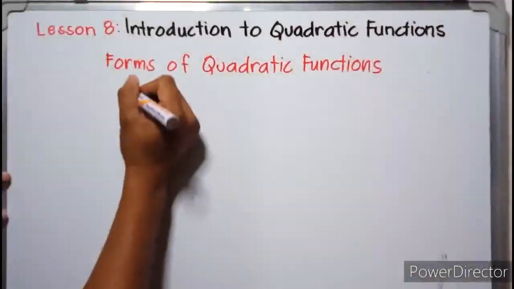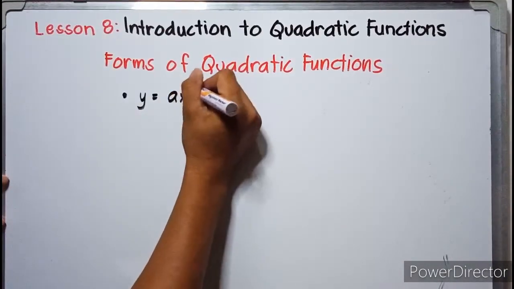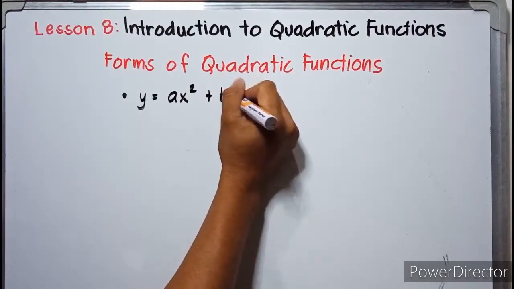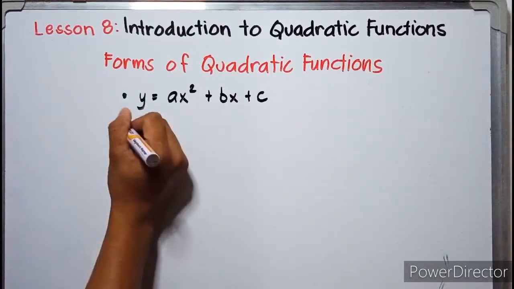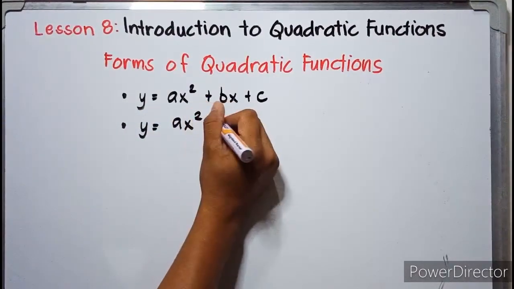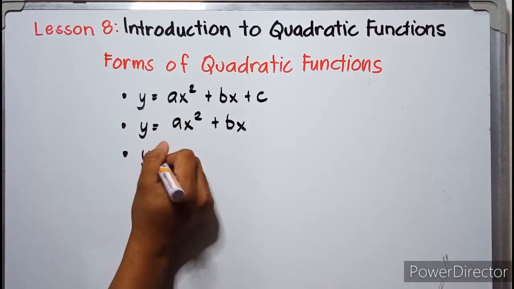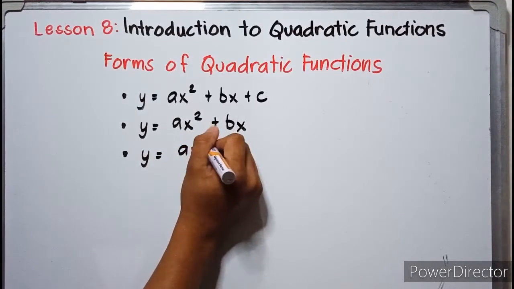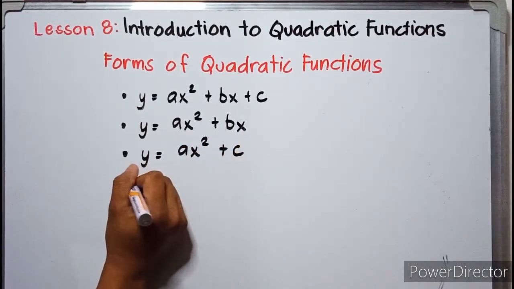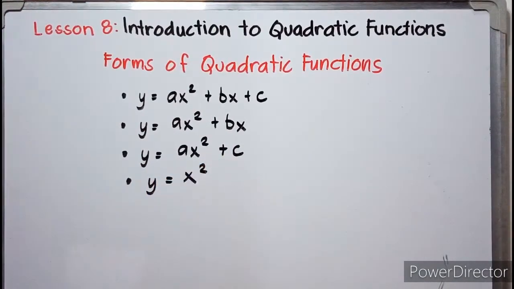Forms of quadratic function. We have y is equal to ax squared plus bx plus c. We also have y is equal to ax squared plus bx. We also have y is equal to ax squared plus c. And also, we have y is equal to x squared. So just like quadratic equations, we also have four forms of quadratic functions.